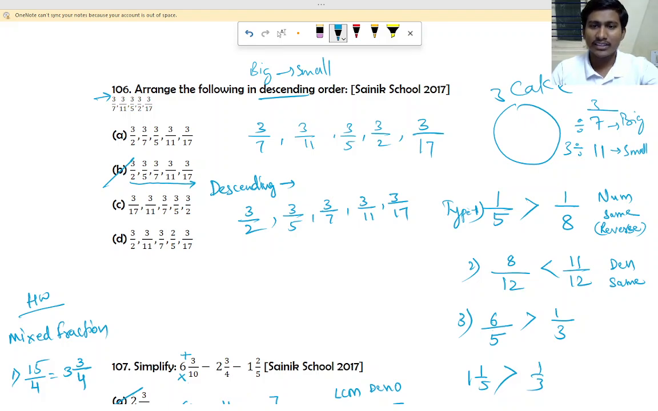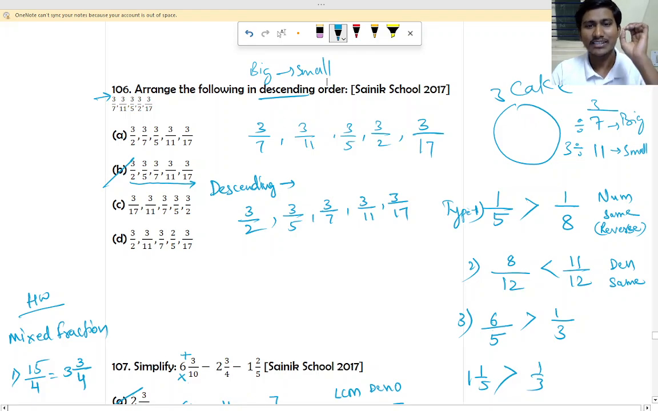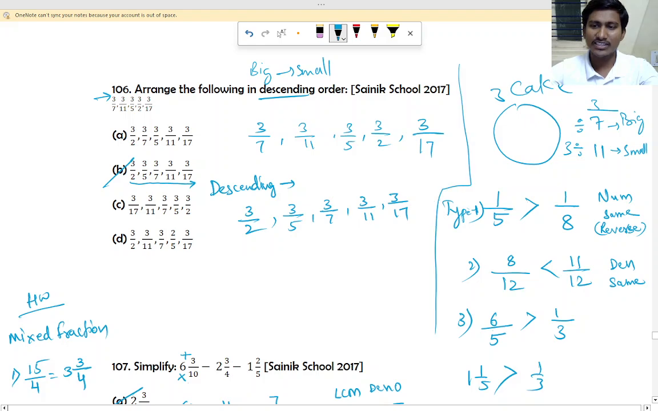And then next, 3 by 5 is smaller than that, 3 by 7 is smaller, 3 by 11 is smaller, 3 by 17 is smaller. So that is how it will go. Understand? If you consider it as cake, you will understand. Got it?